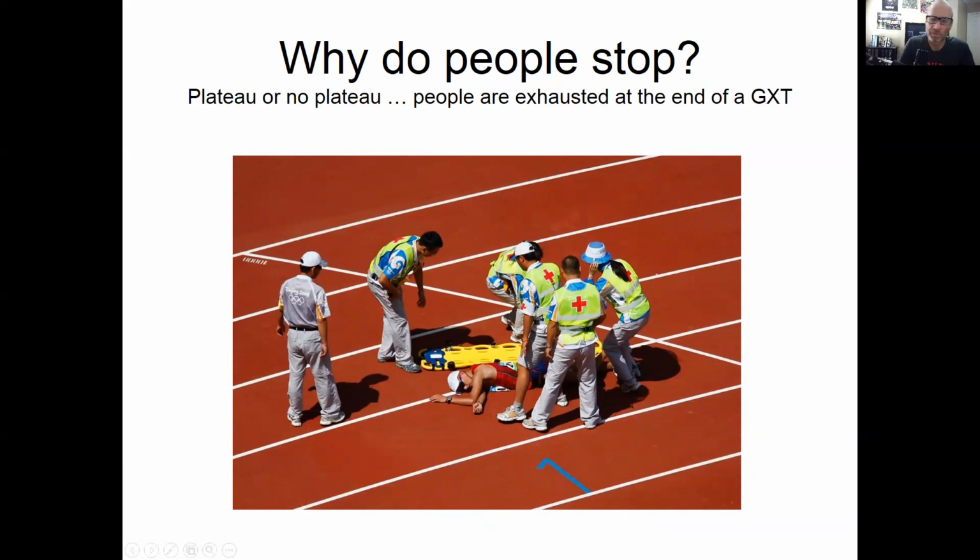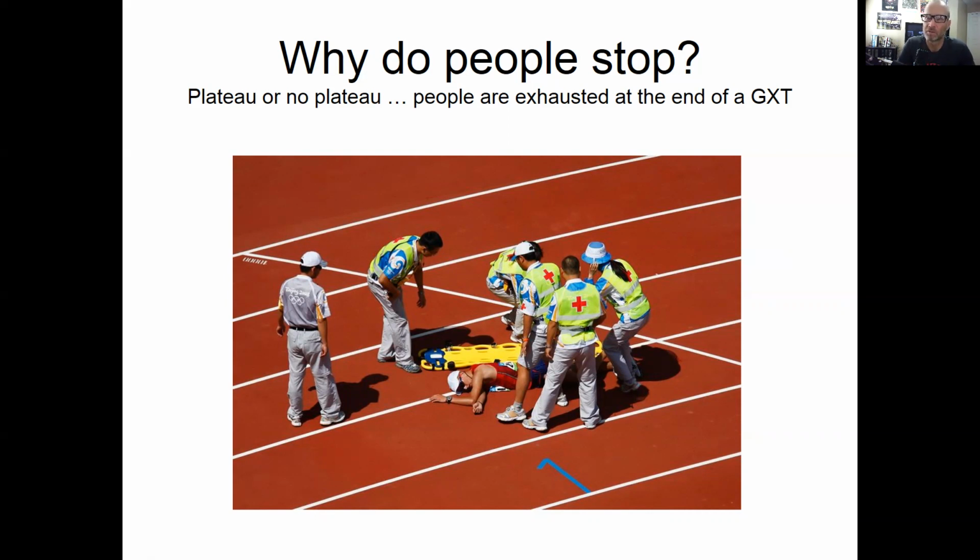And this is important, is that when you do a graded exercise test, you do try to get the person to the point where they are exhausted and they can't run any further. That's a good graded exercise test. Far too often, people do stop well before they feel they can take that last step. That's okay. We can still look at the data and figure some things out based upon what we're trying to measure and determine. But it really is an interesting question as to why people do stop.